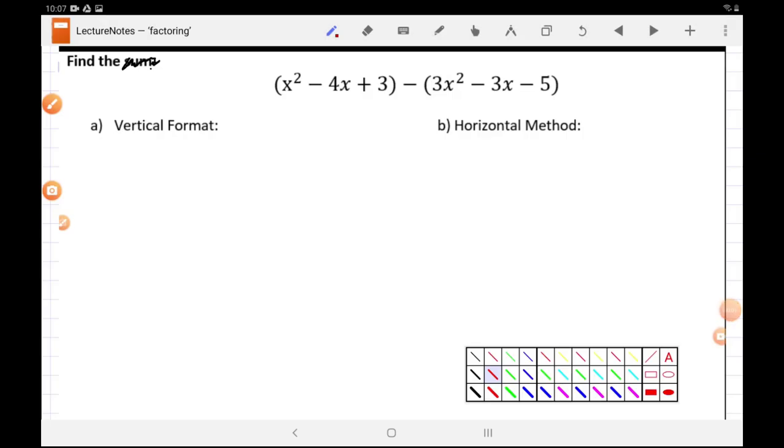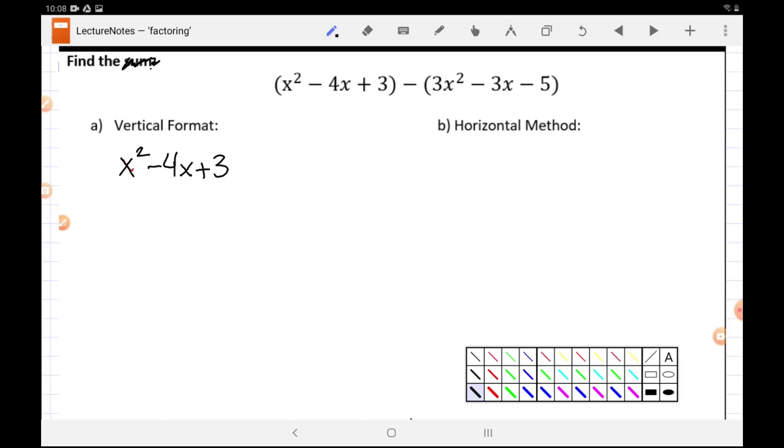Right, this time we're going to find the difference of two polynomials. Now, difference is subtraction, and for some reason, subtraction just beats up on people. I don't know why. So let's try to write this one out. We're going to use the vertical method first. So x squared subtract 4x plus 3.